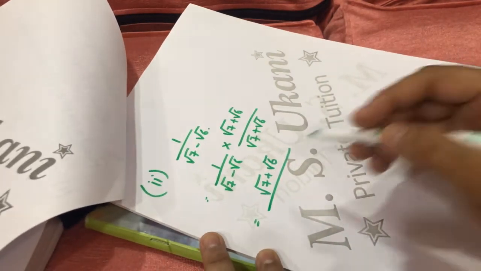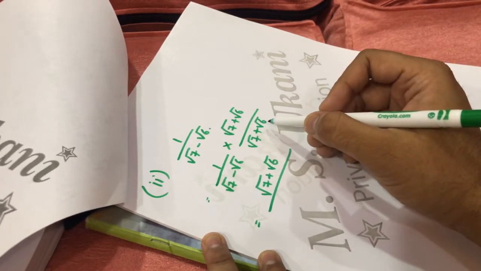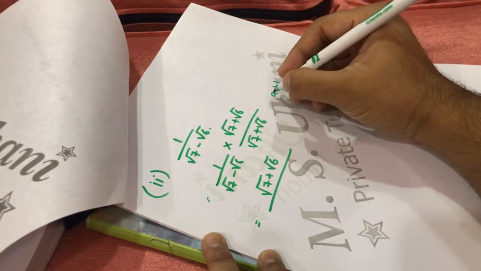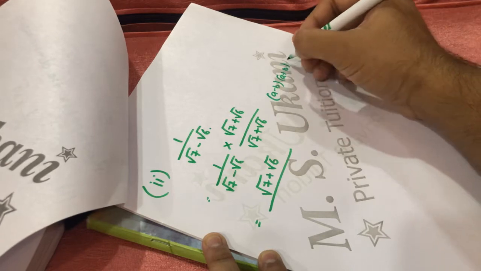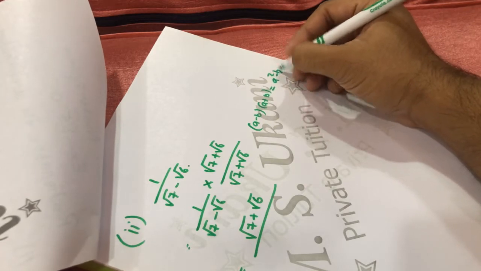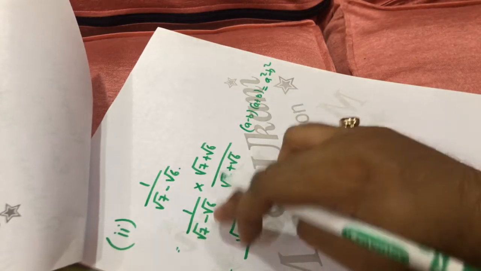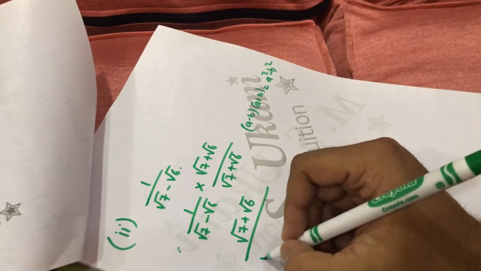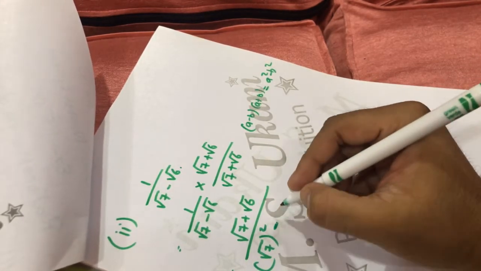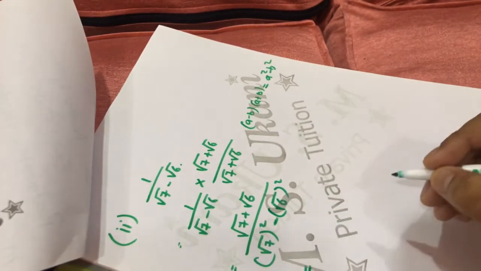Now let us observe the denominator. Root 7 minus root 6 and root 7 plus root 6 means it is a factorization property, that is a minus b and a plus b. And you know very well that a minus b and a plus b means a square minus b square. So here we will apply the property for a square minus b square. So we will write root 7 whole square minus root 6 whole square.